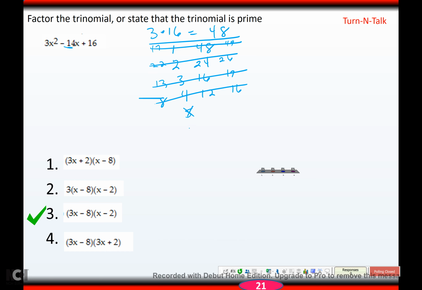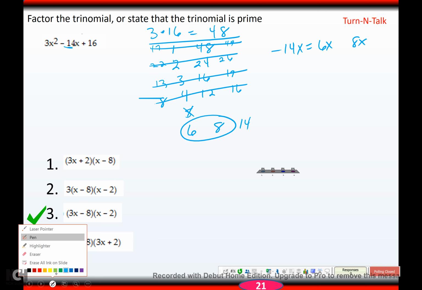5 is a decimal. 6 and 8? I know. My brain doesn't work this way anymore. 6 and 8. If I add, I get 14. So there's my pair. So I'm going to rewrite negative 14x using a 6x and an 8x.